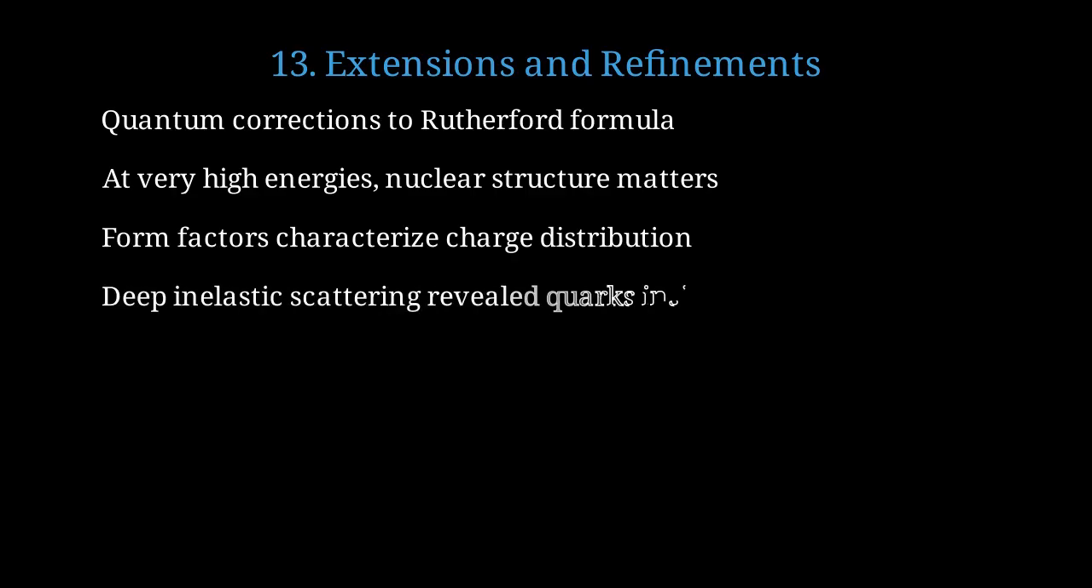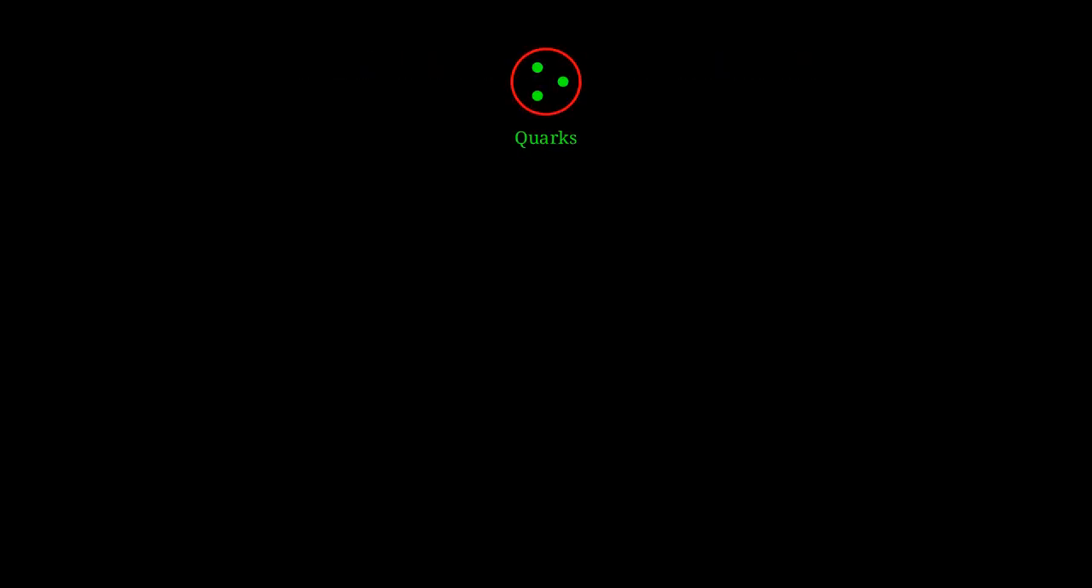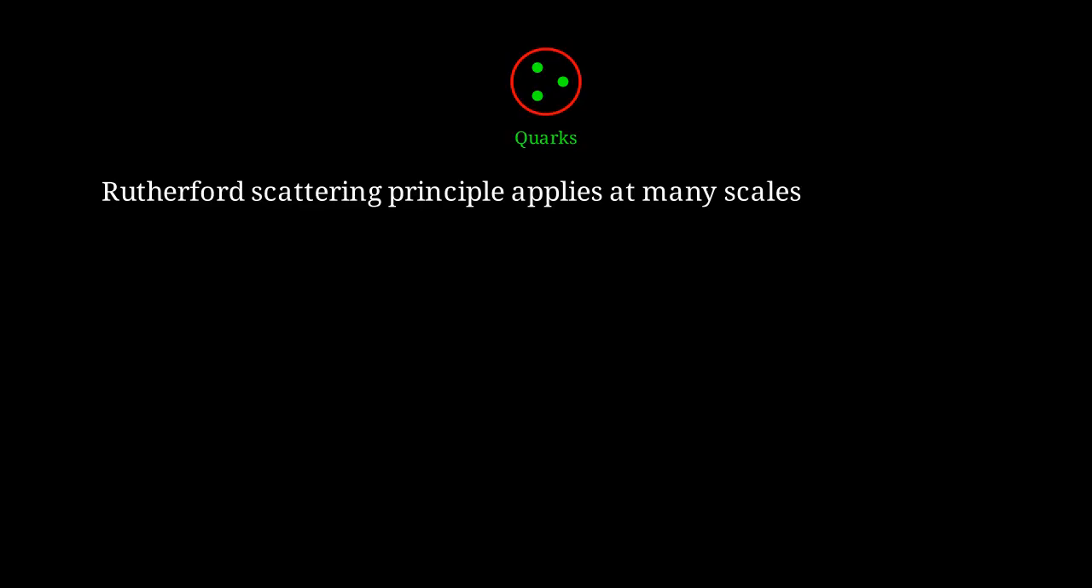In the 1960s and 70s, deep inelastic scattering experiments at very high energies revealed that protons and neutrons themselves have internal structure containing quarks. Modern particle physics reveals that protons contain 3 quarks, 2 up quarks and 1 down quark, bound by gluons. The basic principle of Rutherford scattering, using high-energy particles to probe structure, has been applied at many scales, from nuclei down to quarks.